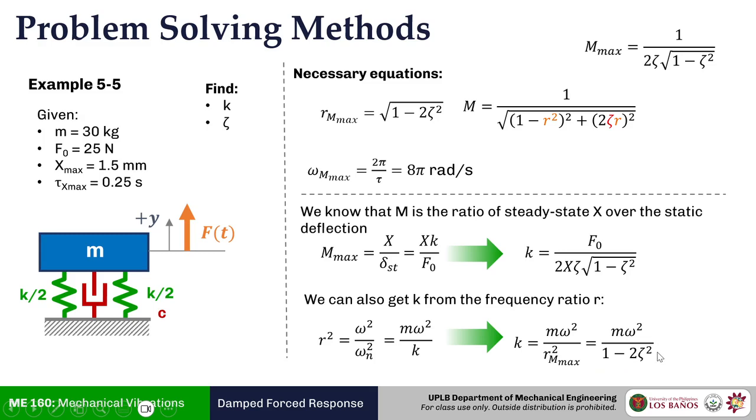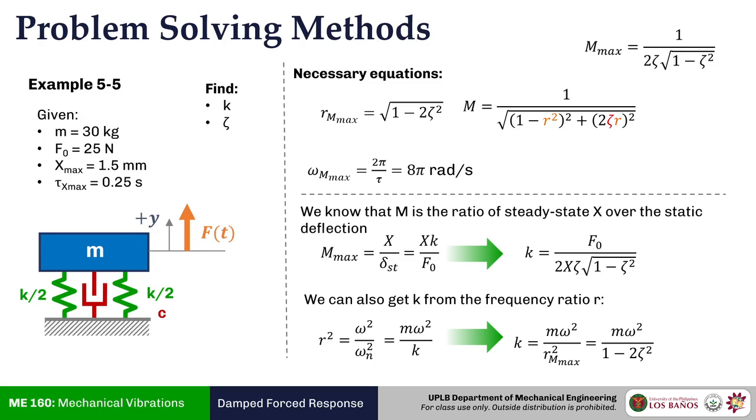So, ang F naught, alam natin. Ang X, alam natin. Ang M, alam natin. Si omega to trigger the peak amplitude is kakasabi lang natin, 8 pi. So, ang nawawala na lang is si zeta.